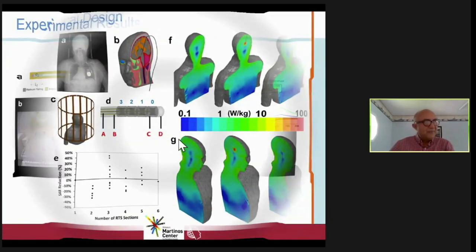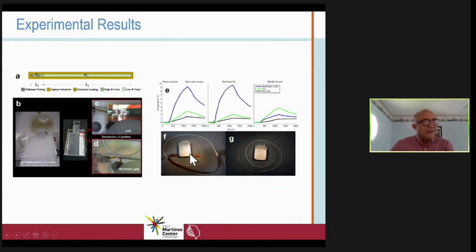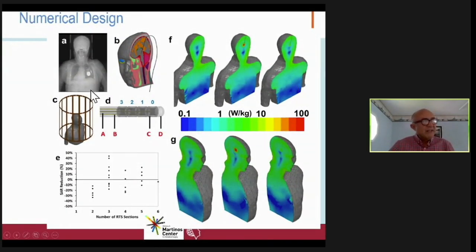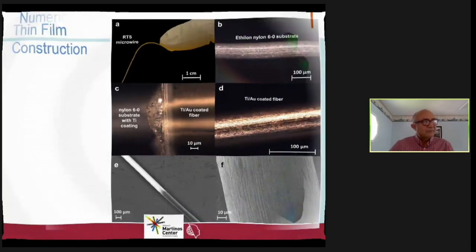And the discharge of the battery inside the IPG, or implantable pulse generator, basically stayed the same with respect to the normal implant. Same thing when we did the simulations with a realistic head model: we saw the same kind of behavior in terms of SAR peak.